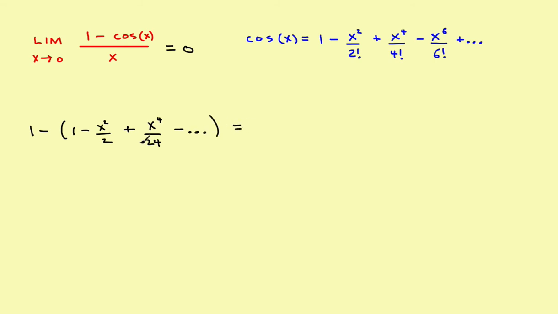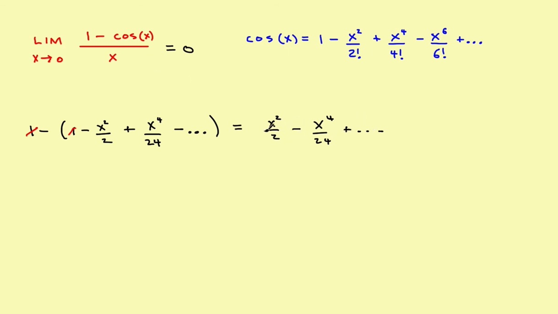Now at this point, you can do this. 1 minus 1, these two terms are going to cancel out. So 1 minus 1, that will cancel out. And then just distribute this negative. So that's going to change this into a positive x squared divided by 2 plus an x to the 4th, and actually that would change to a minus. That's going to be a minus x to the 4th divided by 24. And then it will go on with the other terms forever. So this is the numerator.